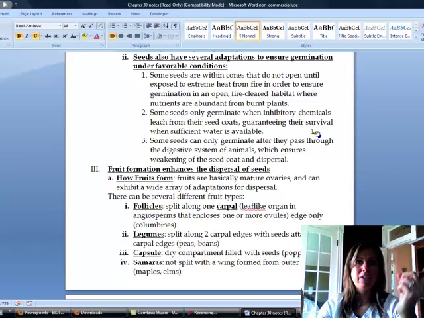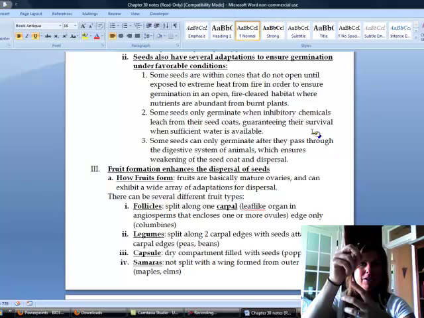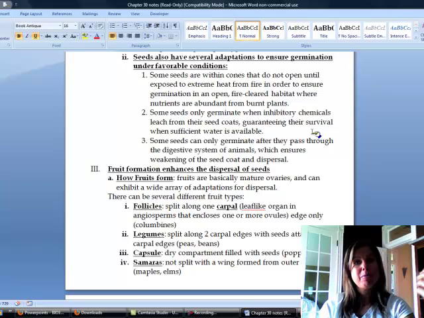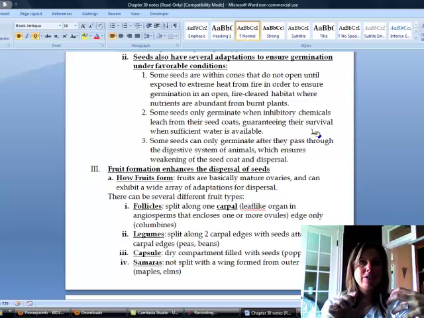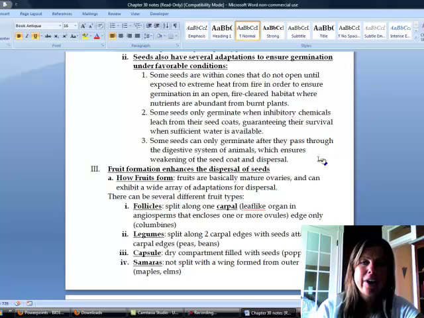The other plus to that is that it has to be in contact with water to get triggered to do that, so it'll know that it has enough water to survive growing. And then the third one is there's going to be some seeds that will only germinate after they've gone through the digestive system of an animal.